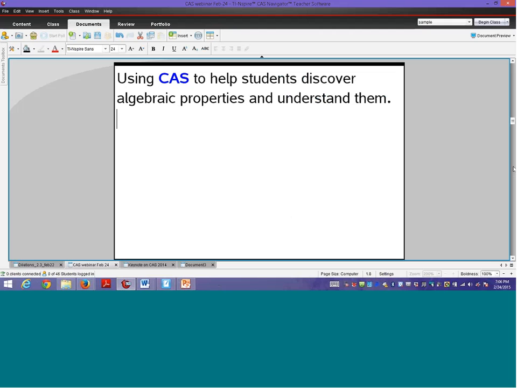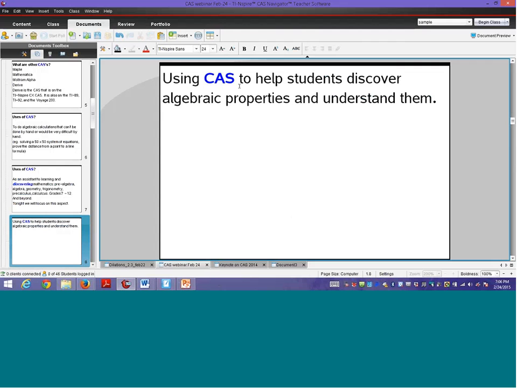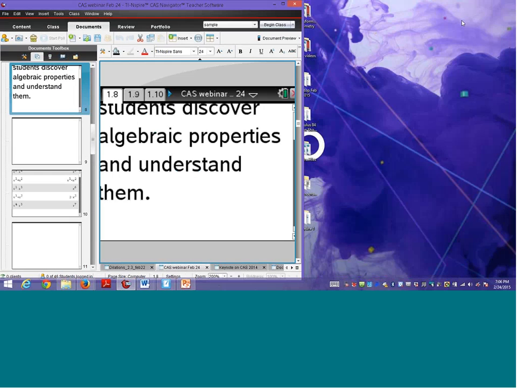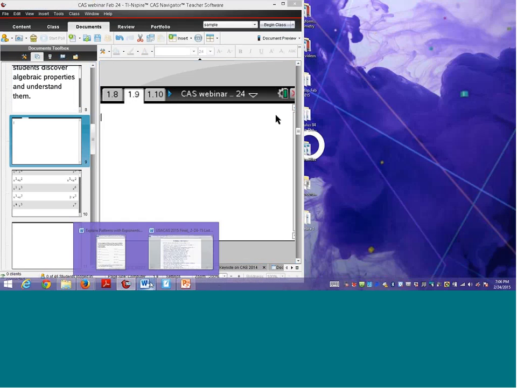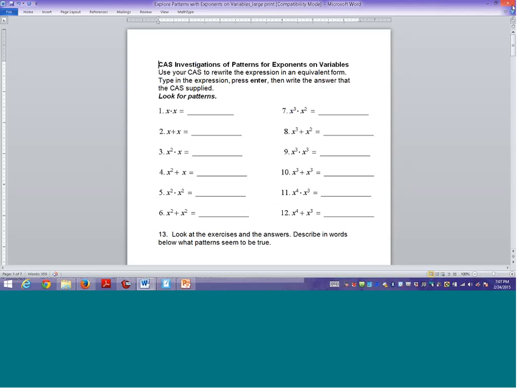So the first thing I'd like to do is use CAS to help students discover algebraic properties and to understand them. So let me change my window a little bit here, and let me show you this in full screen first.